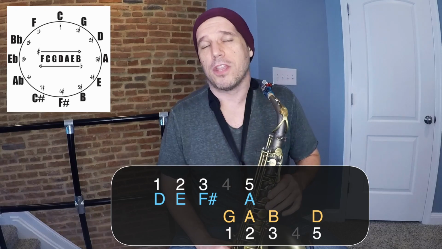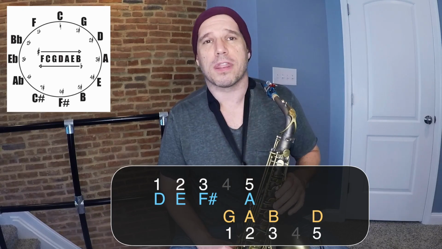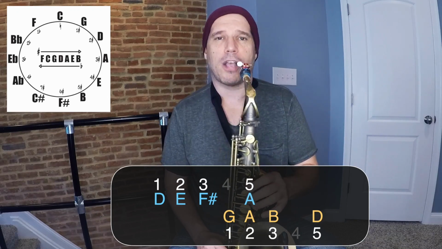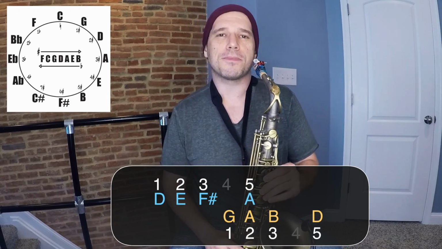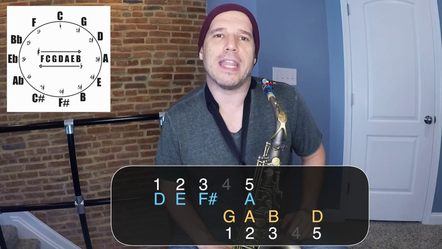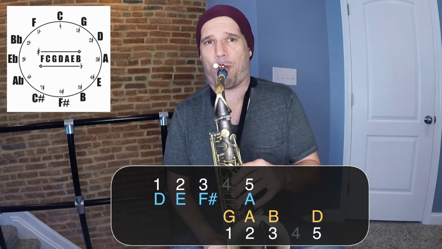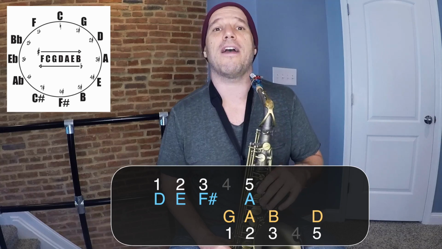So the 1 in the key of G would be G. The 2 would be A. The 3 would be B. And the 5 would be D. So if we put those two cycles together, the D and the G, it would sound like this. Starting on the D. Then switch to G. So you're going 1, 2, 3, 5, 4, which becomes the 1, 2, 3, 5. And then another one, 4 becomes the 1, 2, 3, 5, 4 becomes the 1.